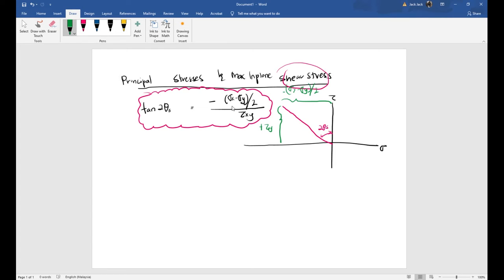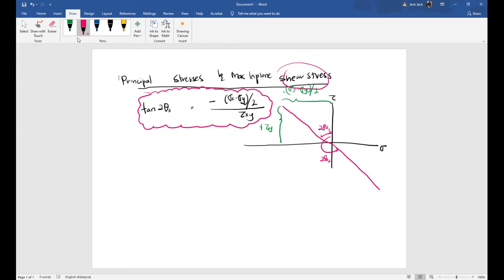As we discussed before, we are going to have two solutions for this theta s. The next solution for this theta s is from here. The theta s is defined from this positive shear stress to here. So this is your 2 theta s1 and this one is your 2 theta s2. This is how we can determine the maximum in-plane shear stress.